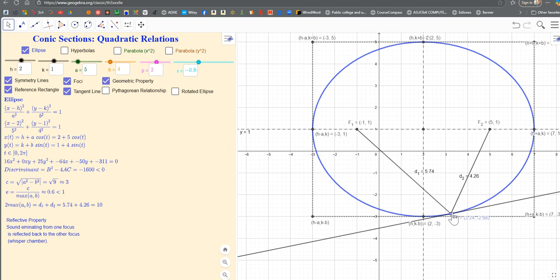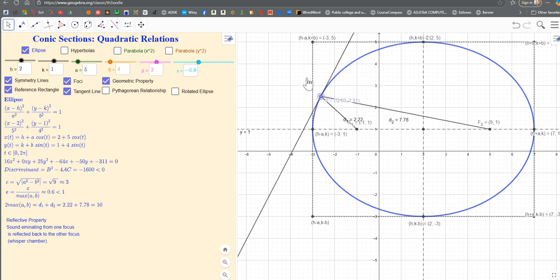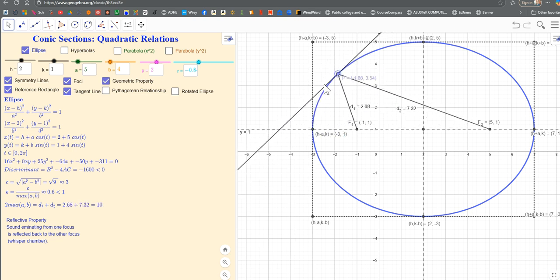Now, one other thing that's interesting, if I throw a tangent line onto this, if you were to look at this angle right here, from the focus to that tangent line, and you look at the angle from this focus to the tangent line, it turns out those two angles are the same, which means that if you made this into like a pool table, billiard table, and you were at this focus, if you shot the ball, it doesn't matter where it goes, when it hits the side, it's going to reflect back into the other focus.